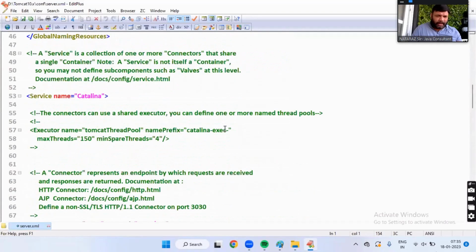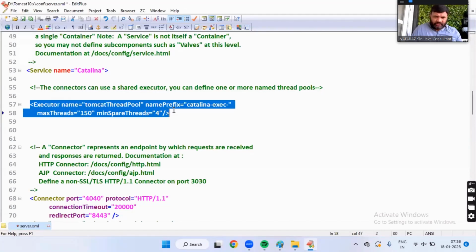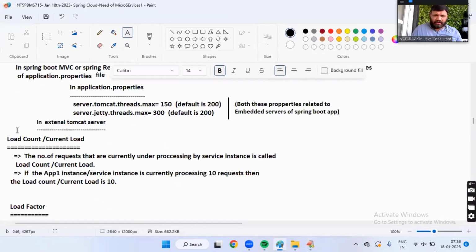Here you observe, guys. The connector can use a shared executor. You can define one or more named thread pools. Max threads: here 150 is there now. Max threads 150. Are you observing this, guys? In external Tomcat, we can control this count here.